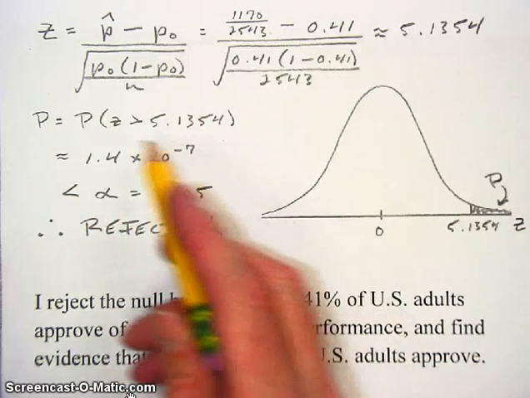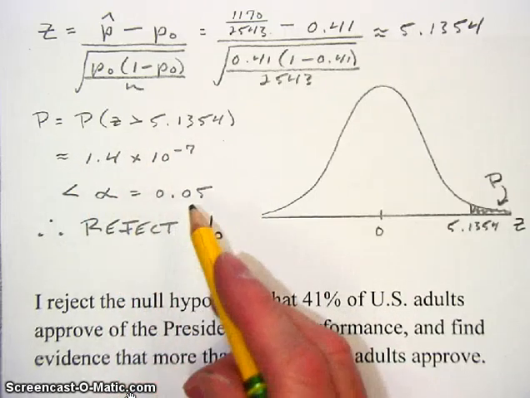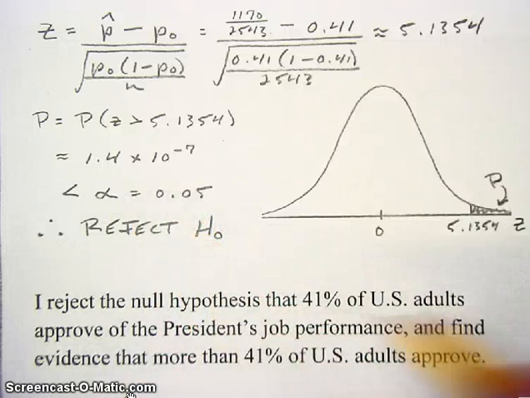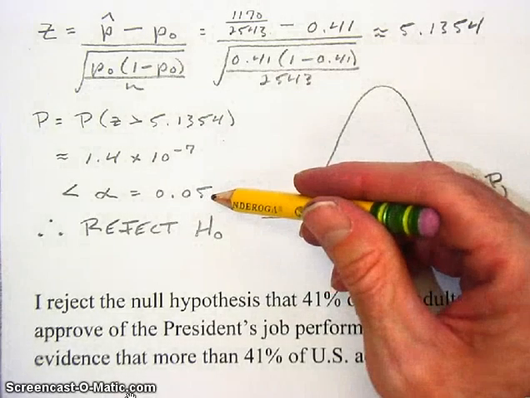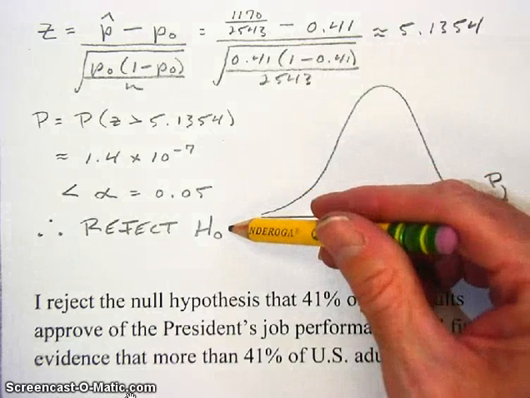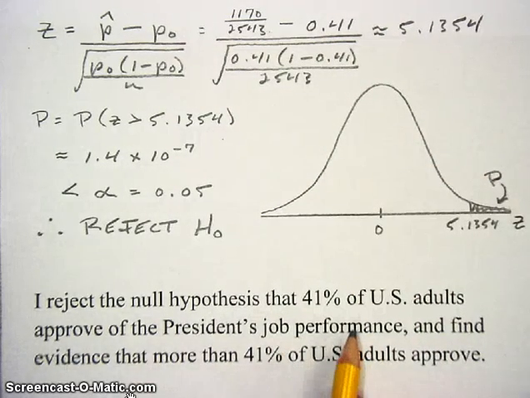Now we compare that p-value to our alpha level, and you see the p-value is much smaller than the alpha level. So what we've got basically is a sample statistic, p-hat is 0.46, and a test statistic, 5.1354, that are both very rare if the null hypothesis is true. And since they're much more rare than 5 out of 100 or 1 in 20, we reject the null hypothesis. So our conclusion will be that we reject the null hypothesis that 41% of U.S. adults approve of the president's job performance and find evidence that more than 41% of U.S. adults approve.